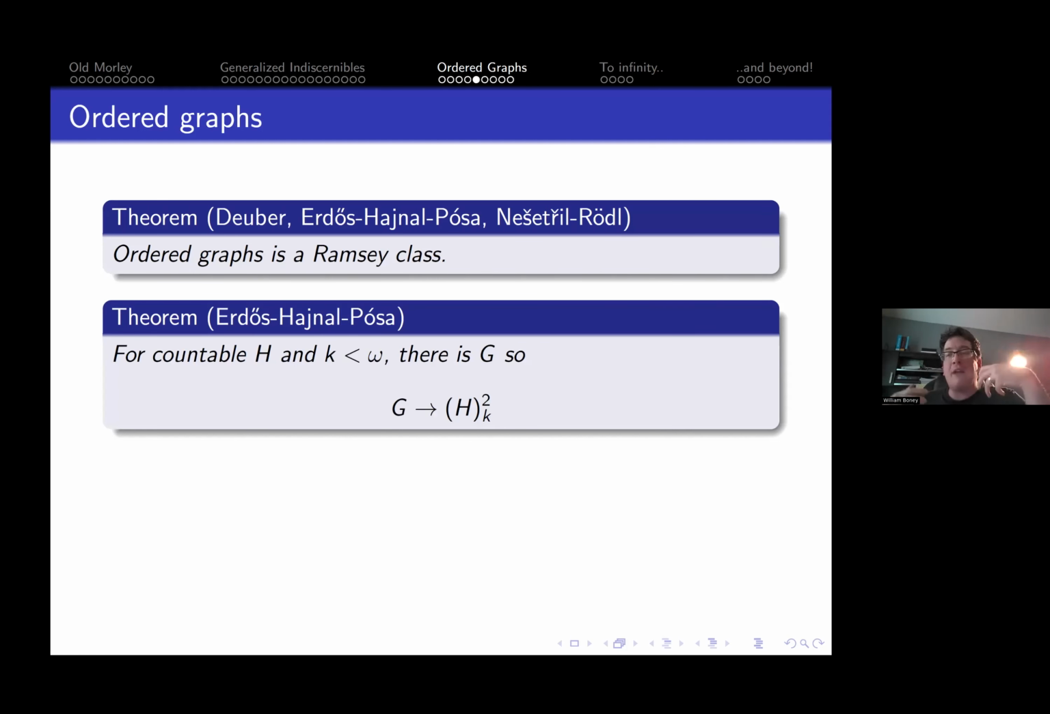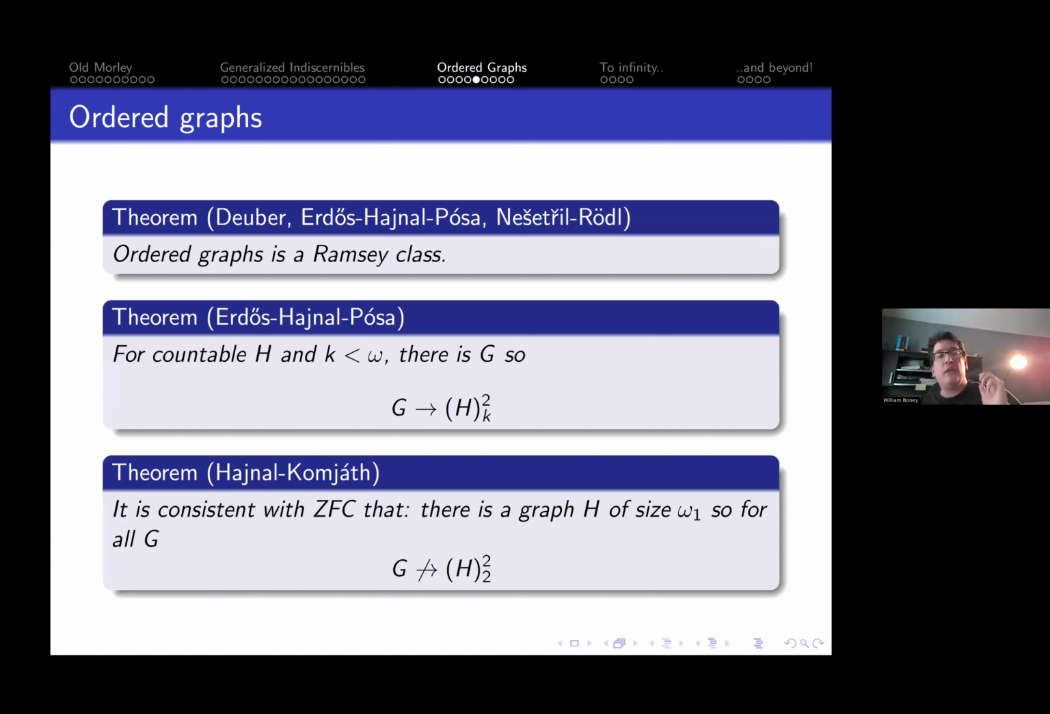So you want to know about infinitary versions. Erdős, Hajnal, and Pósa proved that for omega on the right-hand side, there's a nice partition relation for any countable graph, at least for pairs. Unfortunately, Hajnal and Komjáth showed that it's consistent with ZFC that it fails in the uncountable case, and there's some omega one size graph where you fail this partition relation.